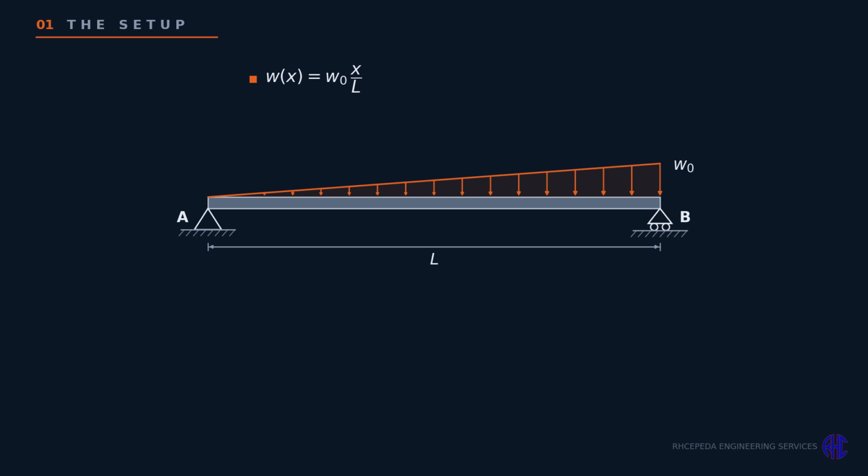Because the load diagram is a triangle, the total load is 1/2 W0 L, and it acts through the centroid of that triangle, 2/3 of the span from A.